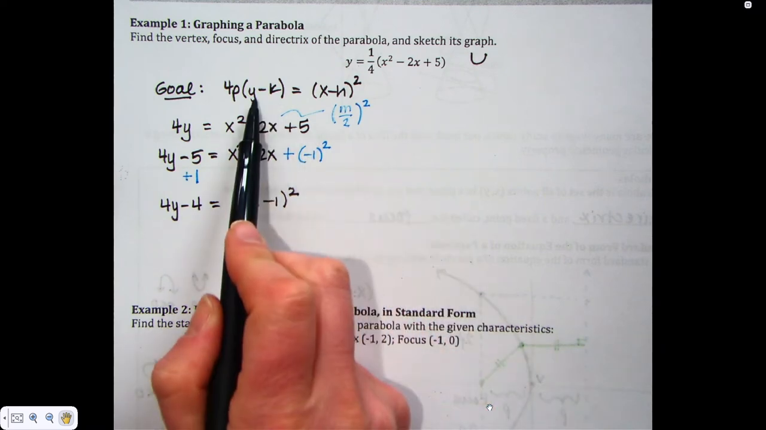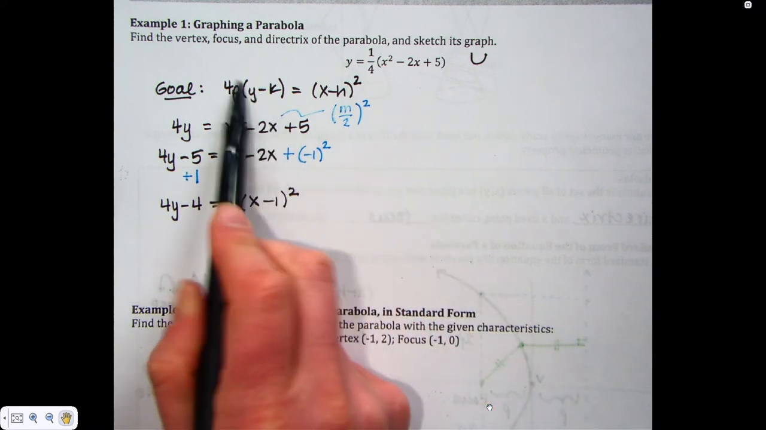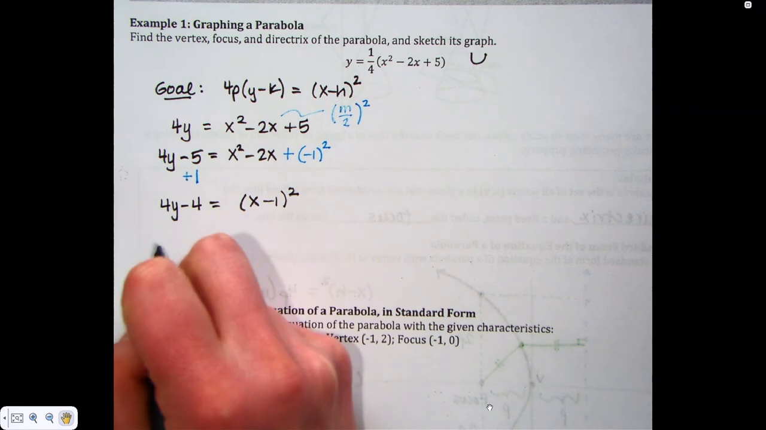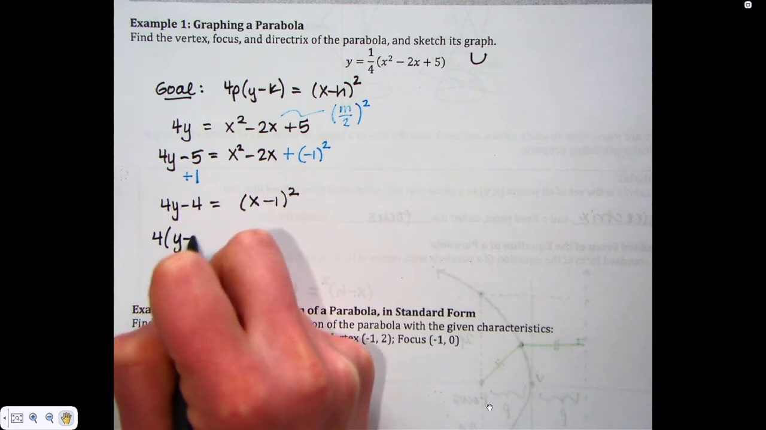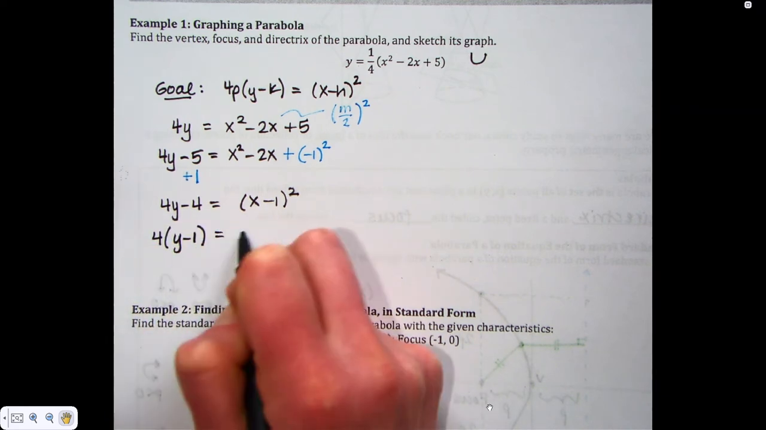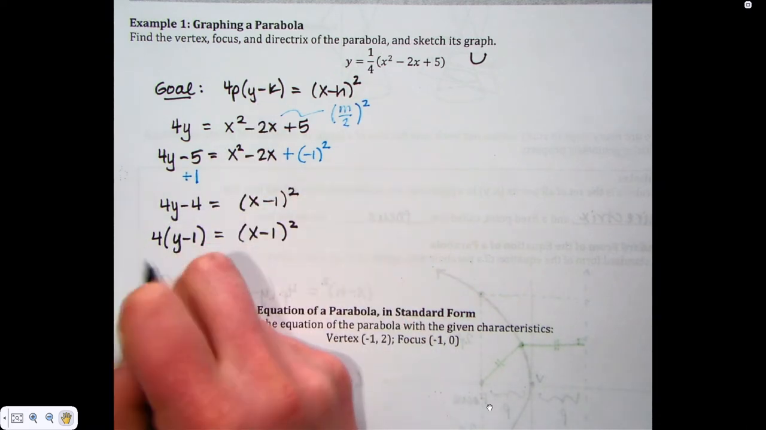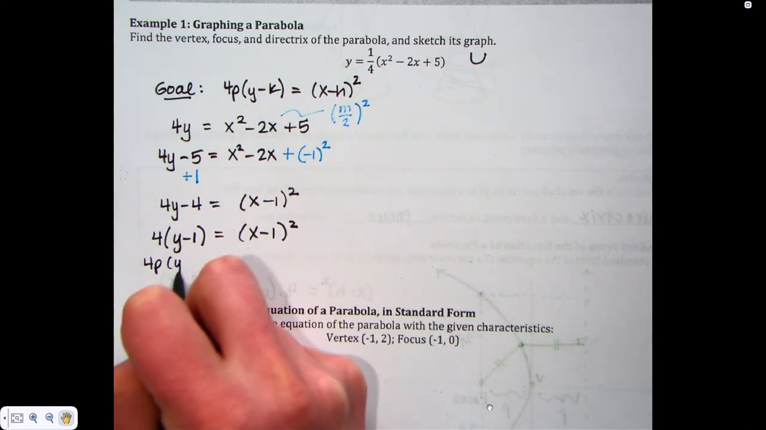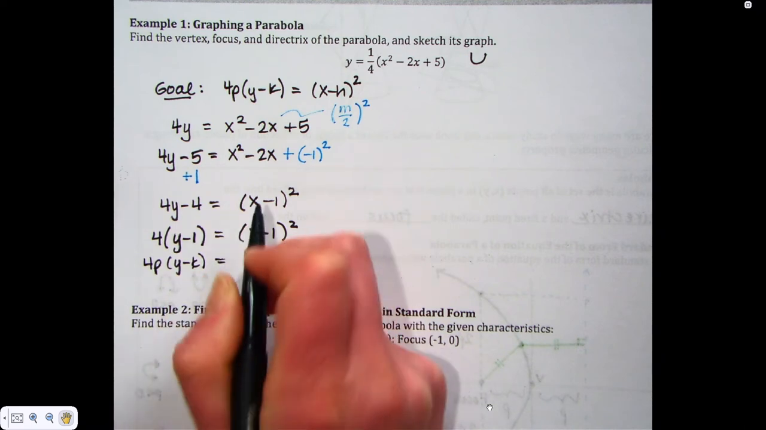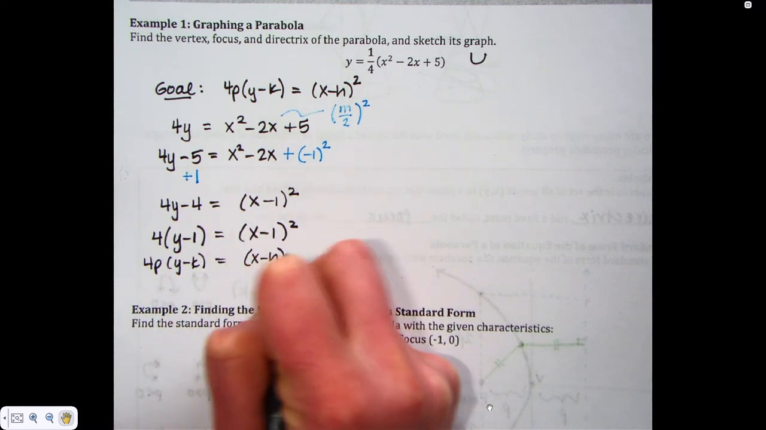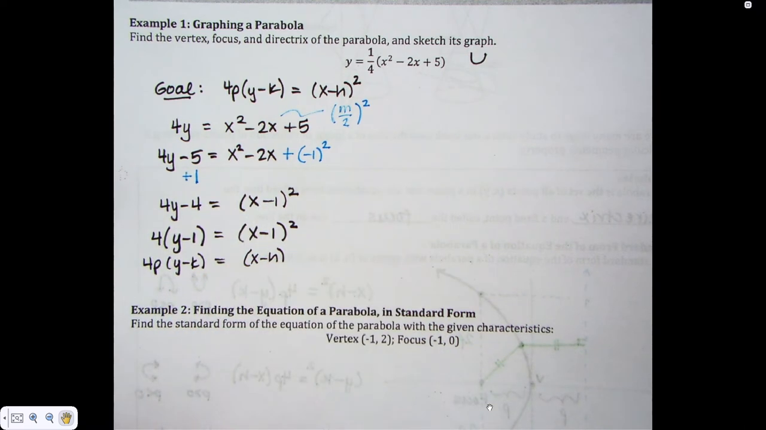And recall, I want it to say y minus k, right? I need a coefficient out front, so I'm going to pull the 4 out as a GCF, and now I have it written in that standard form. If that's the case, then let's think back to our goal again, right? I'm going to write it down here below so that I have it to compare with. Oh, almost forgot my square.